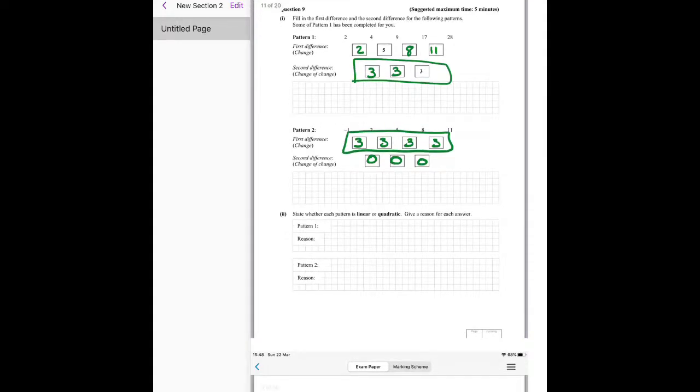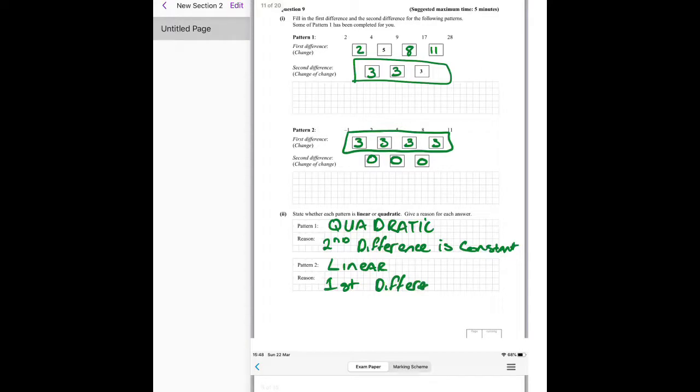So, state whether each pattern is linear or quadratic. Well, the first one is going to be quadratic. And the reason it's quadratic is because the second difference is always the same. So the second difference is constant. And our next one, pattern 2, that was linear. And the reason it's linear is because the first difference is constant.